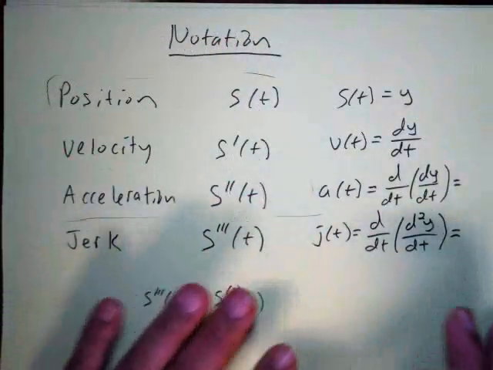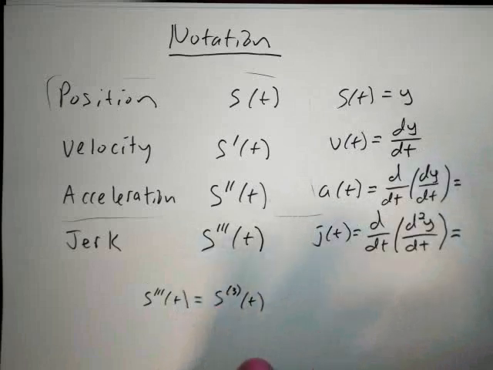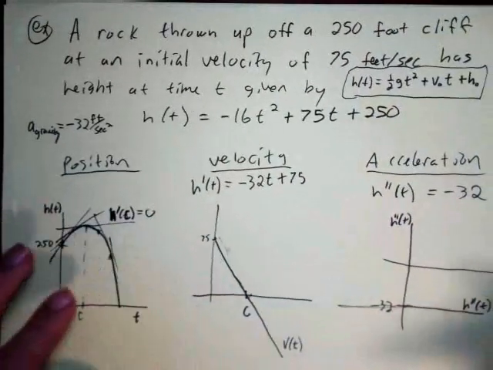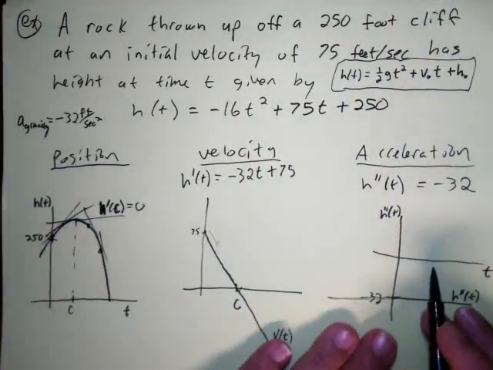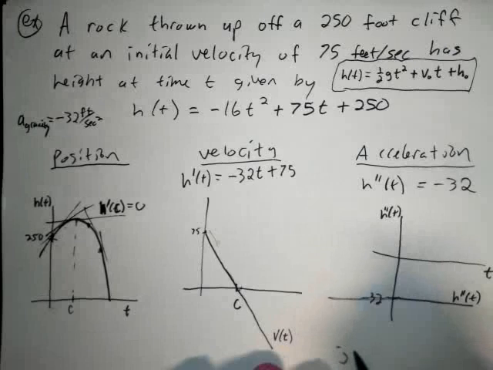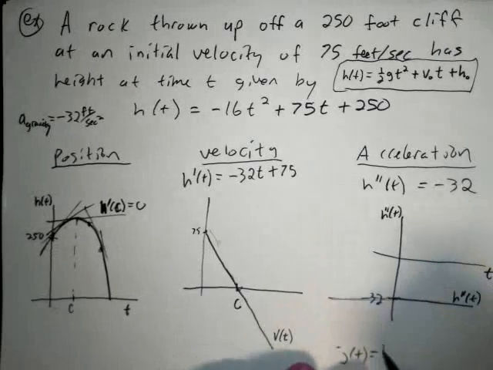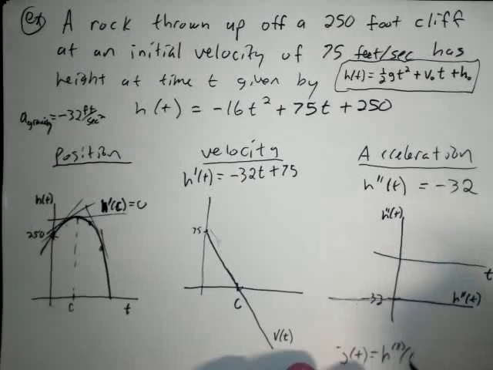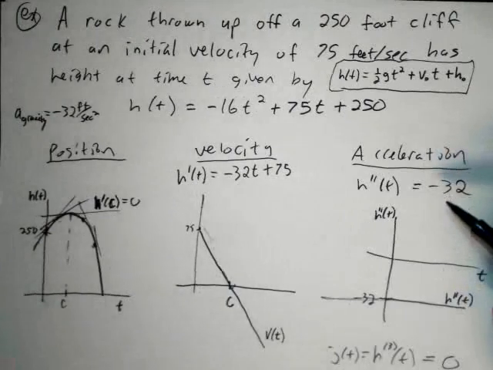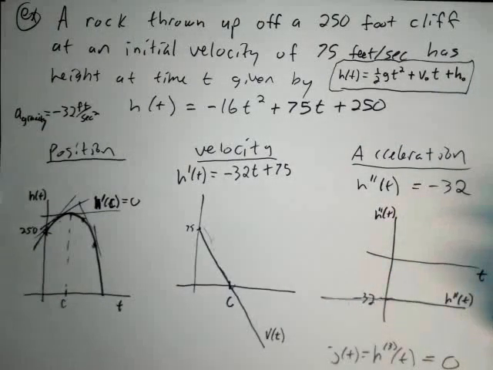By the time you get to jerk, it's kind of hard to think about what the third derivative means physically. But this example helps here, because you can see that the jerk in this case, in other words, j of t, which would be h3 of t, is just equal to 0. And so think of the third derivative as the rate of change of acceleration.